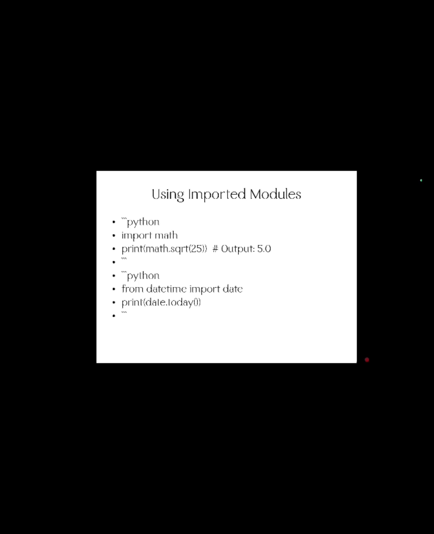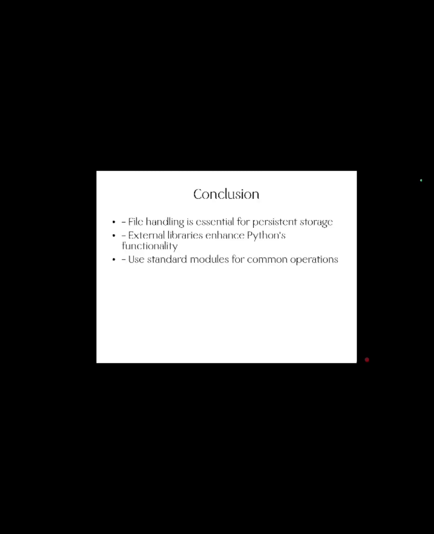Then resource leaks. Forgetting to close a file can lead to resource leaks, which can cause performance issues or program crashes. Then limited control. When using the with statement, there is less control over file handling outside the block. So these are the advantages and disadvantages of file handling in Python. Now let's move to the next slide. The next slide is conclusion.